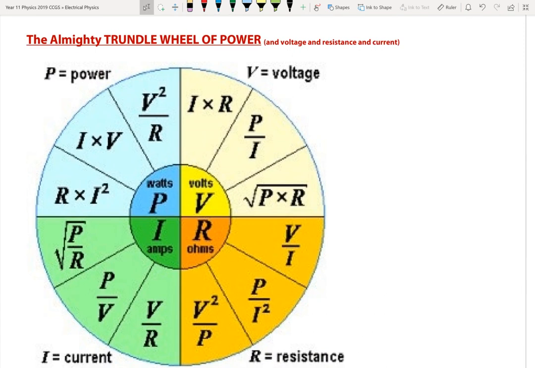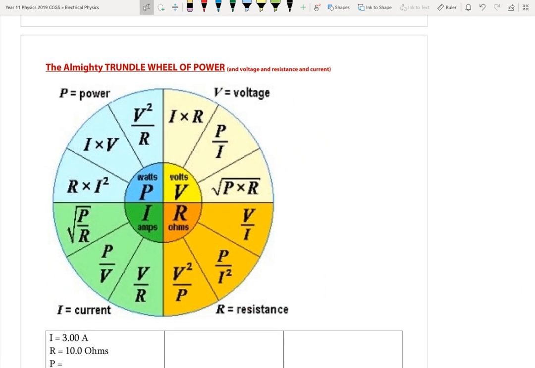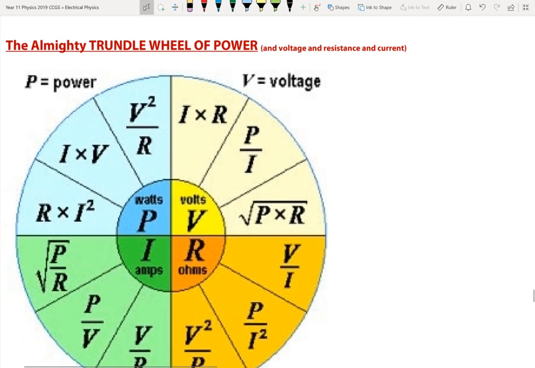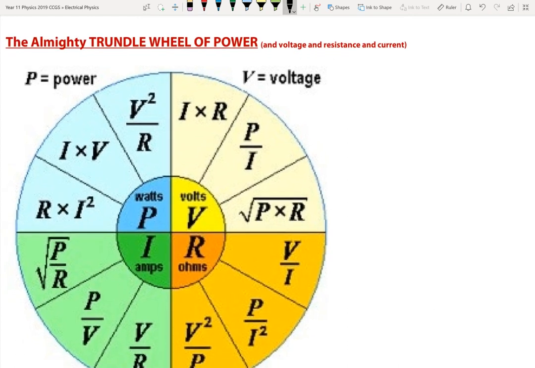Alright, now, this trundle wheel is not in the data sheet. Remember, I know we've written it quite a lot, but what we have in the data sheet is power equals IV and V equals IR. So we've got Ohm's law and the power equation. Okay.